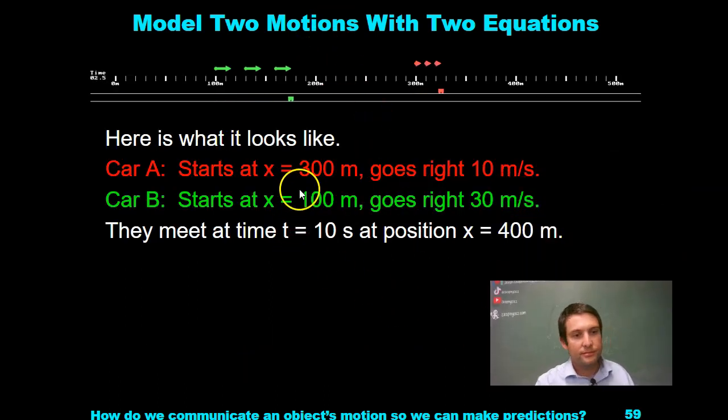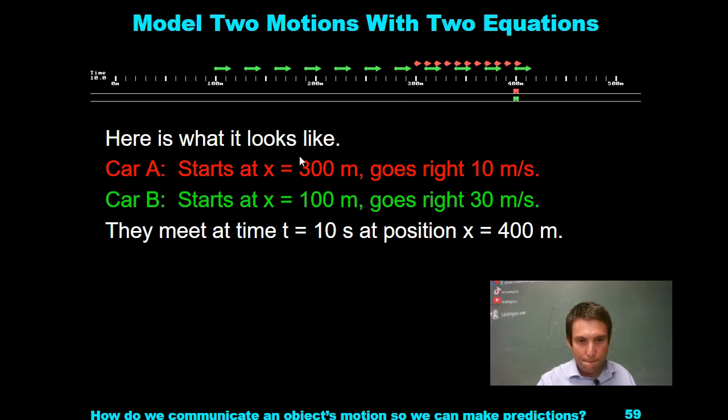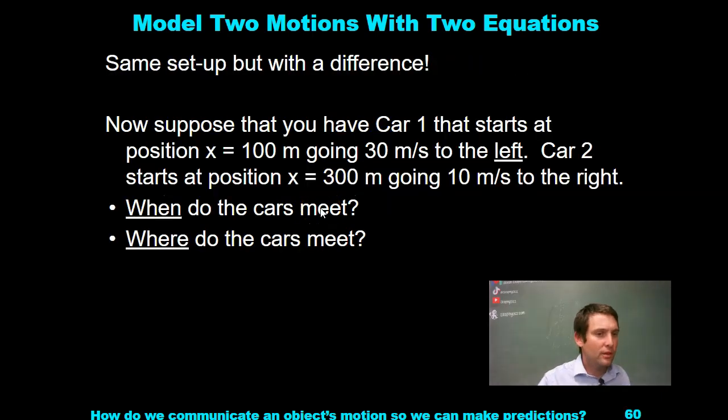Here's what it looks like. Boom. They meet at 10 seconds at position x equals 400 meters. Now, let's say we have car 1 that starts at x equals 100, going 30 meters per second to the left. Car 2 starts at position x equals 300 meters, going 10 meters per second to the right. Again, when do they meet? Where do they meet? The starting position is different. The ending position is still the same.